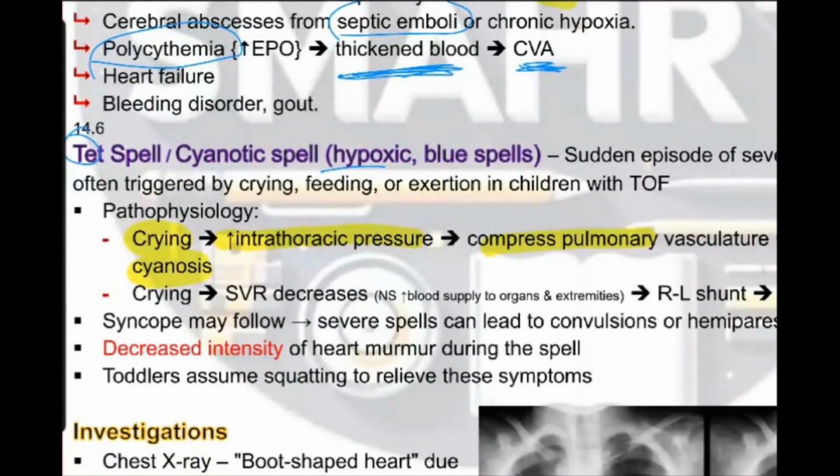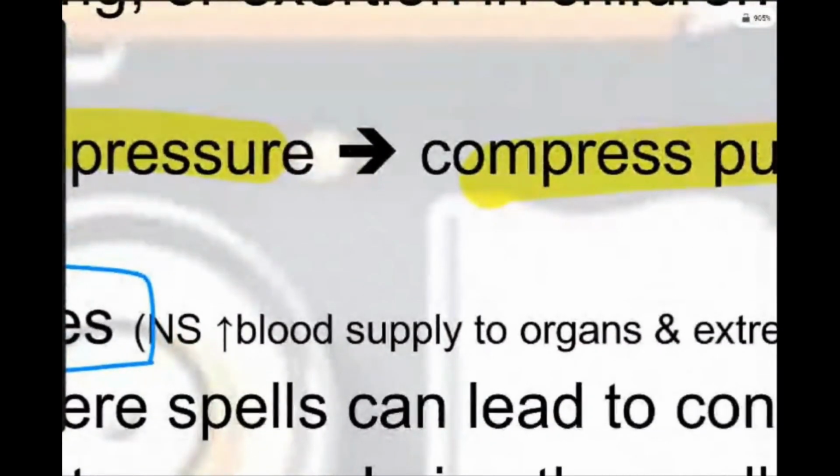Okay. Then another reason for this is whenever the baby cries, crying will decrease the systemic vascular resistance. Meaning what? The body thinks that the baby is not getting enough blood. That's why the baby is crying. So to stop the baby from crying, what will the nervous system of the baby do? It will dilate the arteries in the peripheral region. Meaning what it will do? It will dilate the arteries. Meaning what?